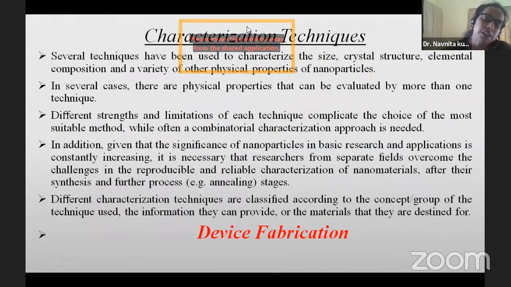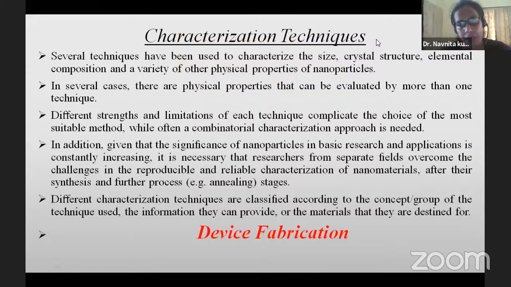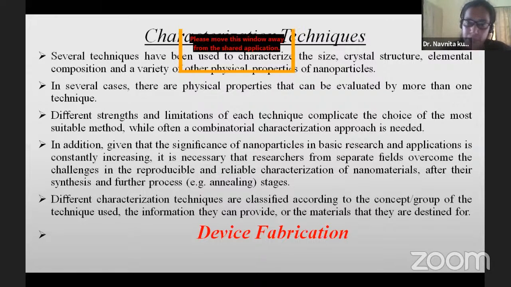Now when we prepare the nanoparticles, the first duty is their characterization. With the characterization techniques, it's an essential part to confirm that the particle which we made via any top down approach or bottom up method is of nano size, in the nano range, or not. So several techniques are used to characterize the size, crystal structure, elemental composition, and a variety of other physical properties of the nanoparticles. In several cases, physical properties can be evaluated by more than one technique for better accuracy and optimization for the device application.